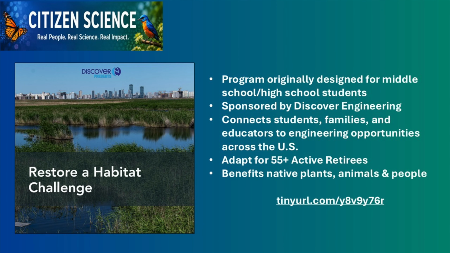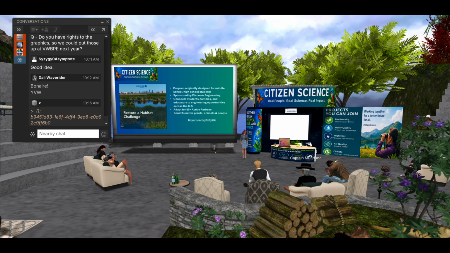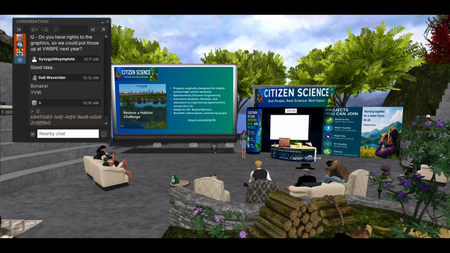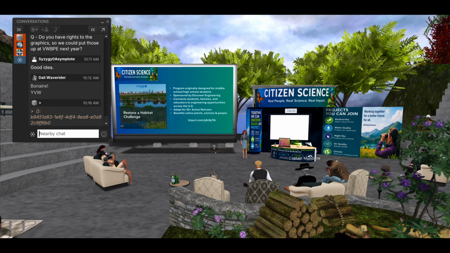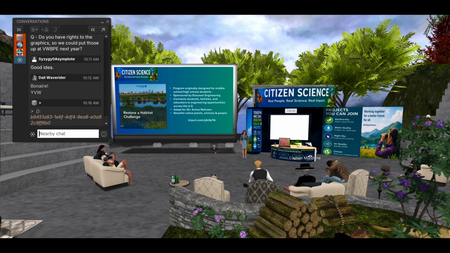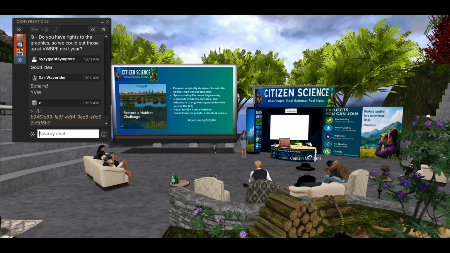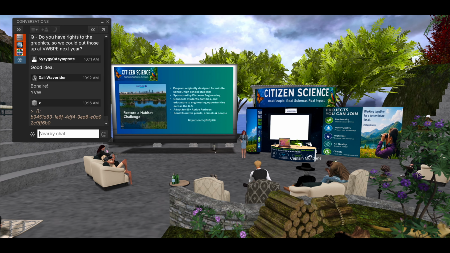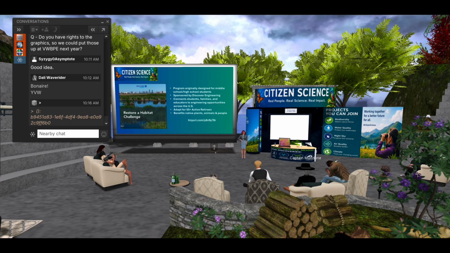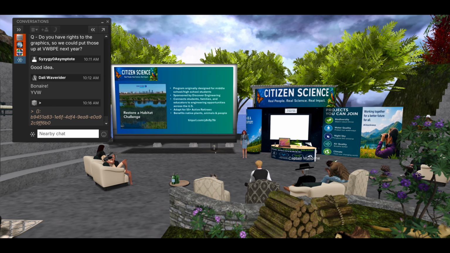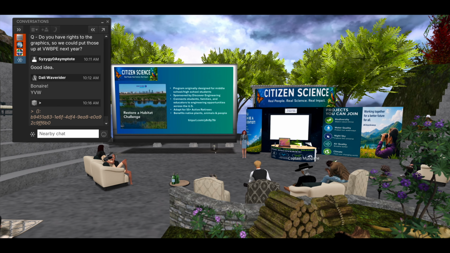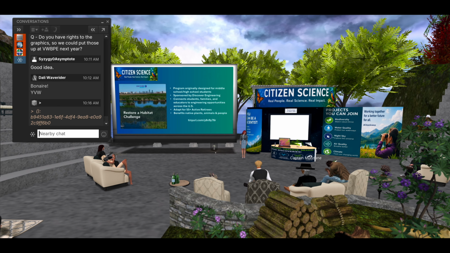Now, here's a project that you can get involved with right now. This is basically designed for middle school and high school students, but I think it can be adapted for 55 plus active retirees. It's sponsored by this Discovery Engineering company, and it connects people to engineering opportunities across the United States. It benefits native plants, animals, and of course, people. It gets people out into the environment. It could restore habitats like this one or any in your neck of the woods. There's a URL there for you to copy and paste into your browser.